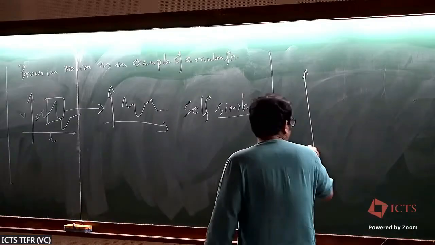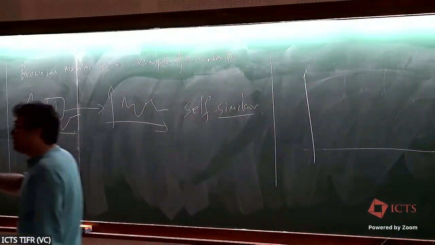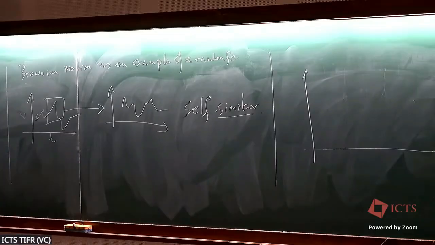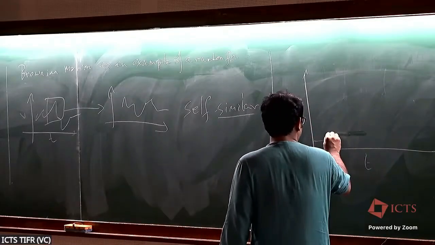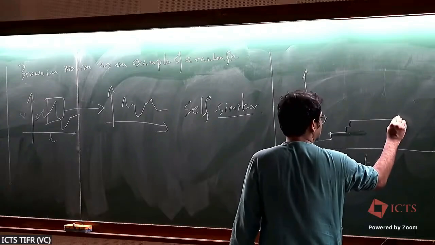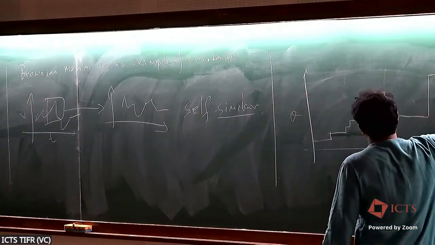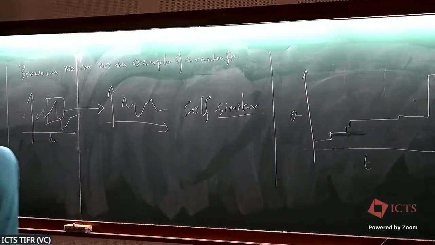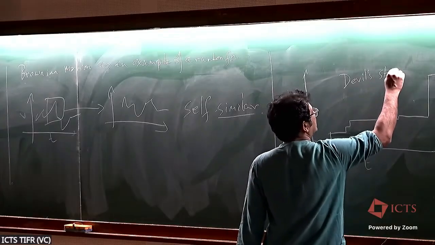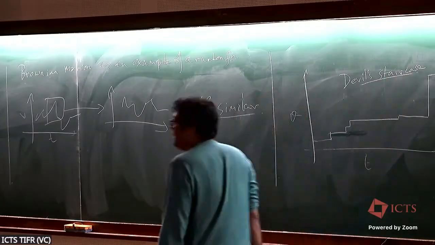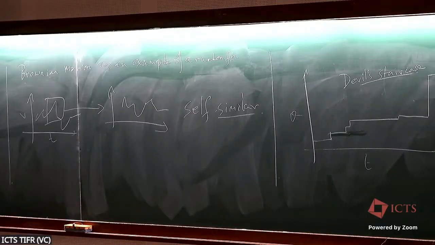So now, instead of scooping out those lines, if you add them, so it's like a Cantor set, but where you keep on adding mass, what you end up getting is a function of time, some function of t, which looks like this, right? This is known as a devil's staircase. It's an example of a random function which is certainly not self-similar.